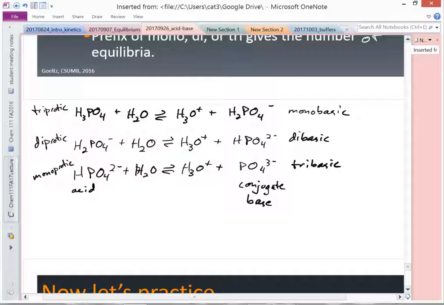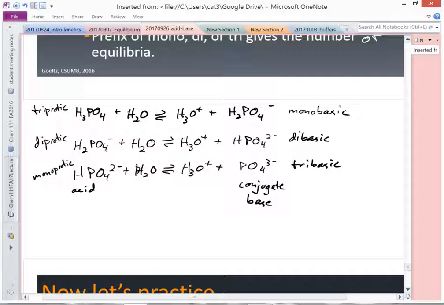What kind of molecule, what class of molecule do you get a pKa for? A weak acid. You get a pKa for a weak acid. So when you get a number for a pKa, that's the negative log of an equilibrium constant, the products over reactants, for the acid.